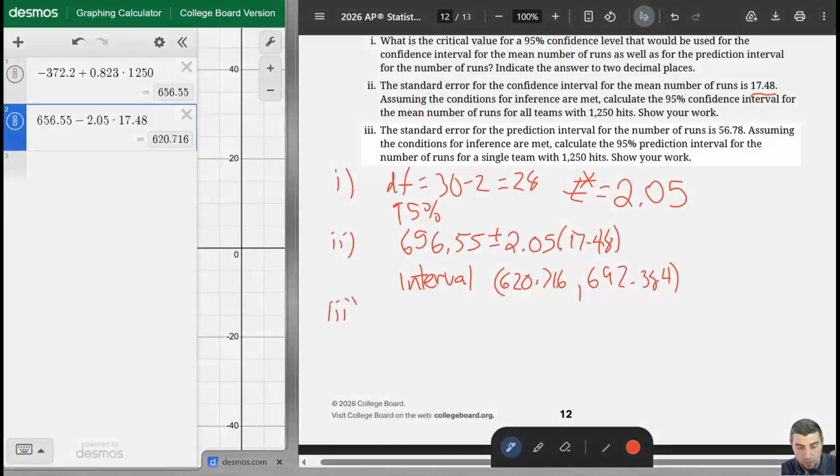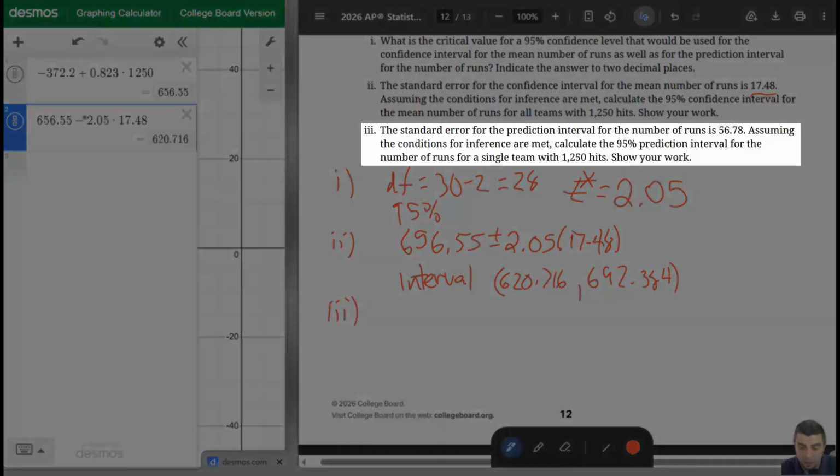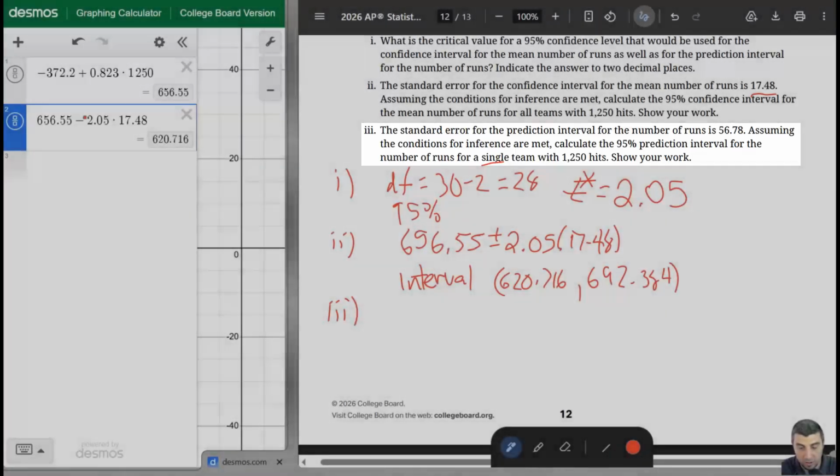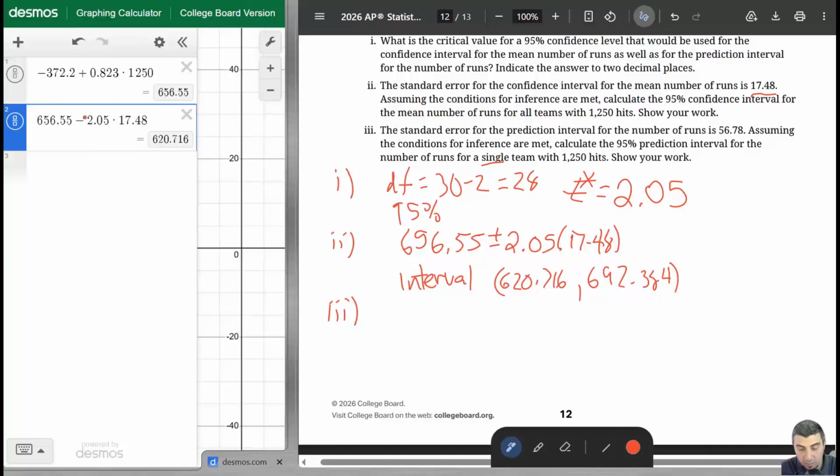Part 3, the standard error for the prediction interval for the number of runs is 56.78. Assuming the conditions for inference are met, calculate the 95% prediction interval for the number of runs for a single team with 1,250 hits. Show your work. Again, we have the same point estimate, which is 656.55, plus or minus the same t-star critical value, but the standard error is bigger, 56.78. And the reason for that is going to come up in the next part.